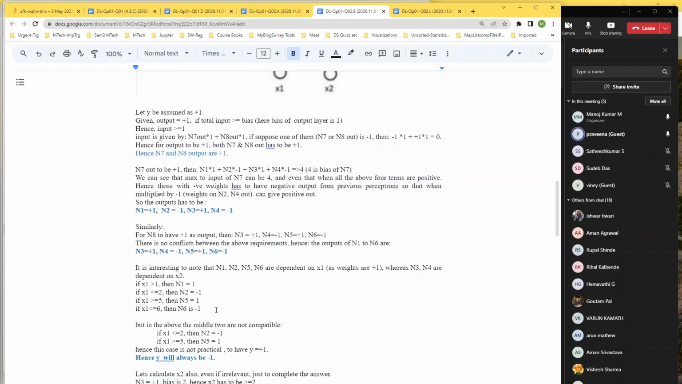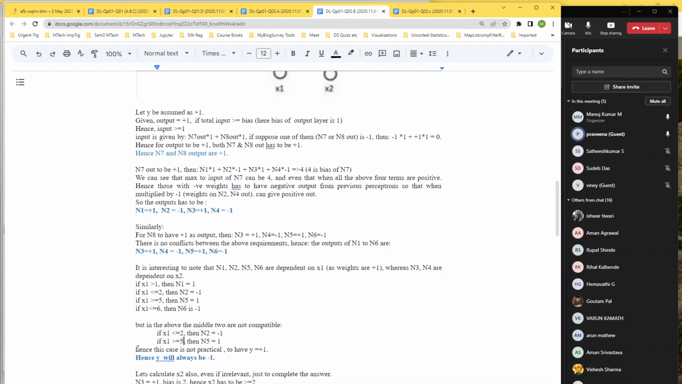So here it mentions the values of x1. It has to be greater than 1 for n1 to be 1, less than 2 for n2 to be -1, and it has to be greater than 5 for n5 to be 1, less than 6 for n6 to be -1. If you see, these two are not compatible. x1 should be less than 2. They are conflicting with each other.